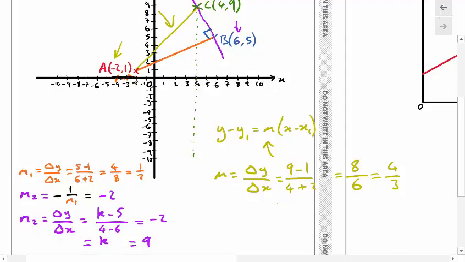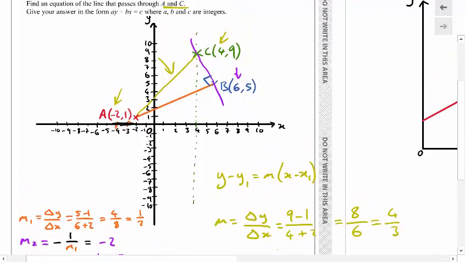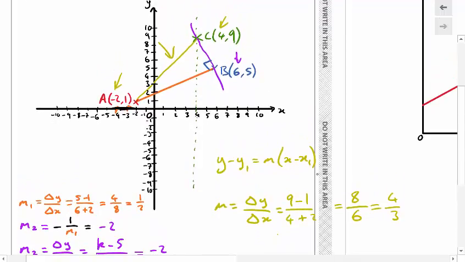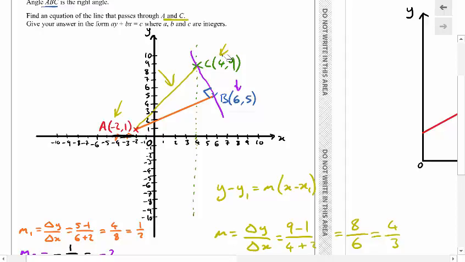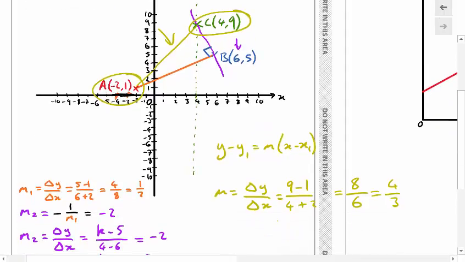Okay, and then I just use my y minus y1 equals m times x minus x1. So what's my x1 and y1? Well, I just simply choose one of these two values that lie on my orange line. So I can either choose C or I can choose A. So I'm going to choose C just purely because it doesn't have any negatives in. Okay, so let's choose C.